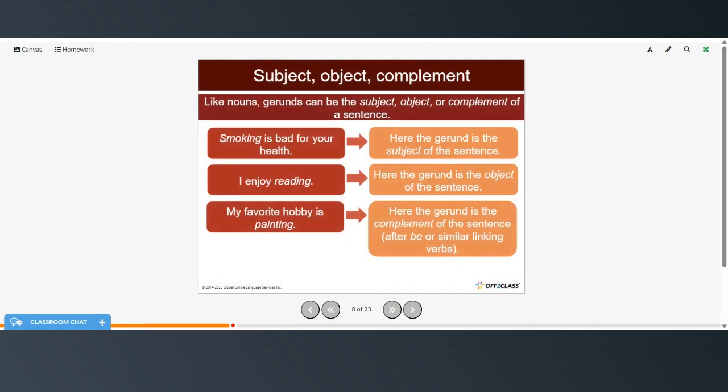Now, like nouns, gerunds can be the subject, object, or complement of a sentence. Smoking is bad for your health. Here, the gerund is the subject of the sentence. I enjoy reading. Here, the gerund is the object of the sentence. And my favorite hobby is painting. Here, the gerund is the complement of the sentence, coming after a form of the verb to be, or similar linking verbs.